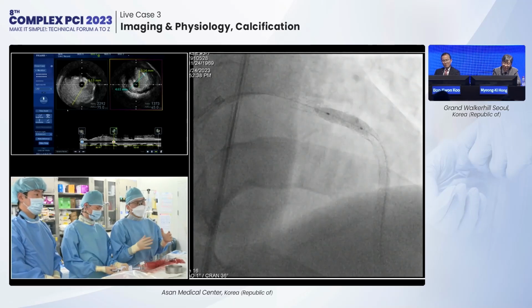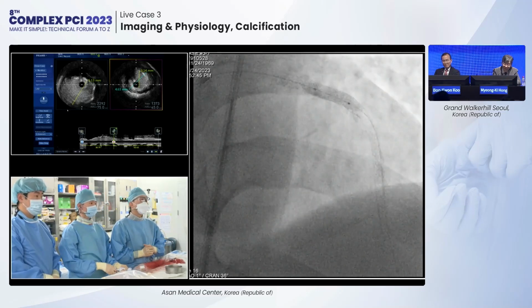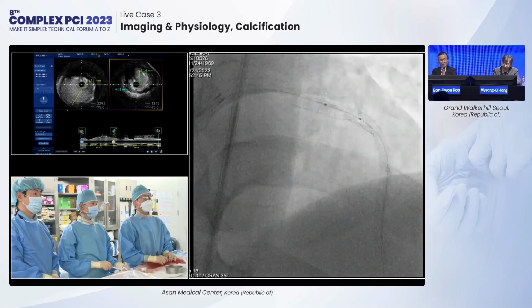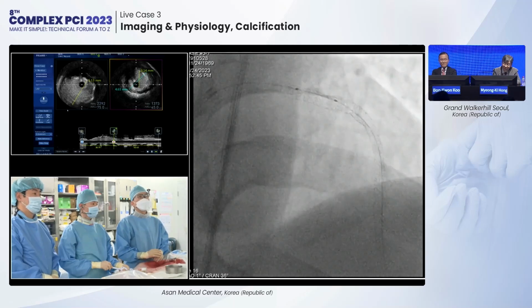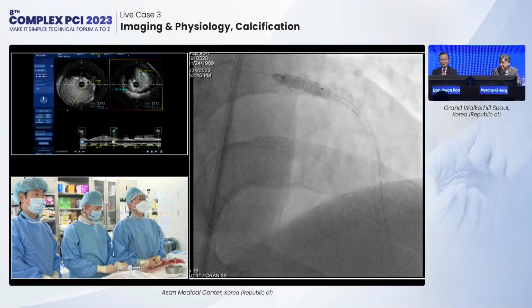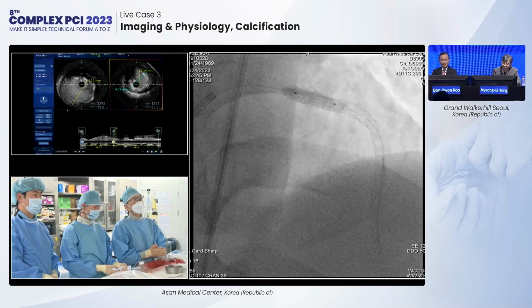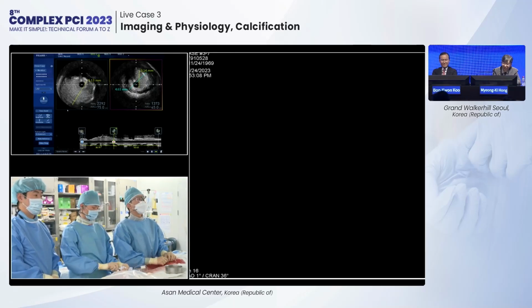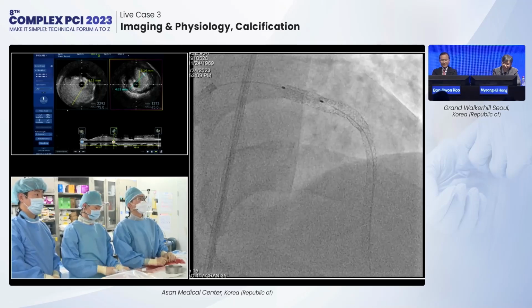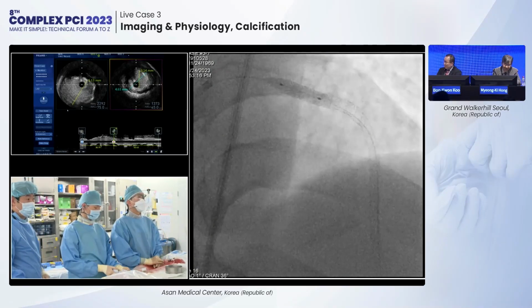We need a little bit long inflation time to treat the calcified lesion. Depletion. And the old report from Antonio Colombo says 30 seconds is needed. 24. 26. 4.6. Depletion. 26. 28. Depletion.